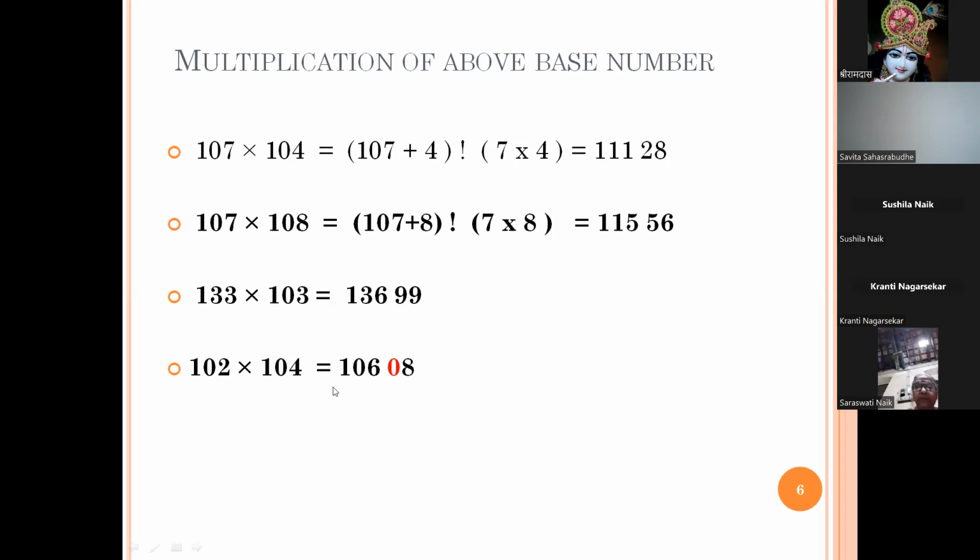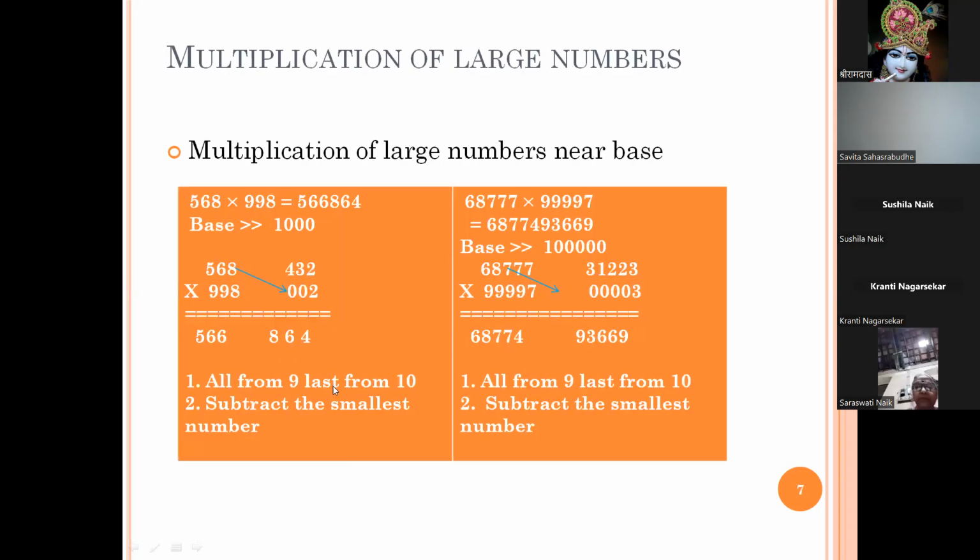So I will go next. Now think about large numbers. How do we solve problems with large numbers when at least one number is near the base? Suppose my problem is 568 into 998.